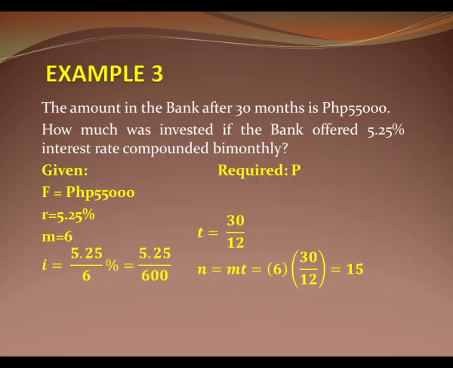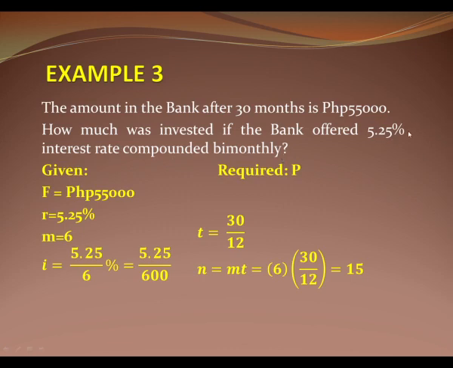And for our next example, which is our example 3, we also have to look for the present value, because the given here is that the amount in the bank after 30 months is 55,000. So we can consider that 55,000 is the final amount. How much was invested? So we are looking for the present value or principal, if the bank offered a 5.25% interest rate compounded bi-monthly.